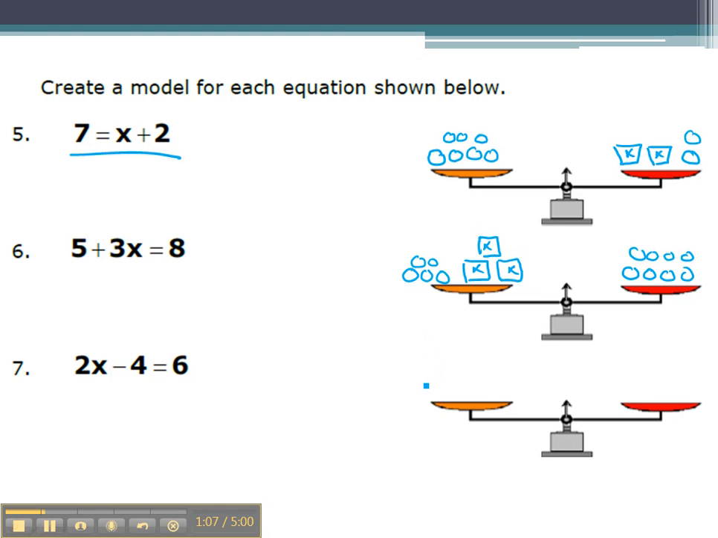Number 7, 2x minus 4 equals 6. So I have 2 x's. Now how do we show that we're subtracting 4? Well, we know that 2x minus 4 is the same as 2x plus negative 4. Keep, flip, change. So I can represent 4 negatives by making it clear that these chips are negative 1. Or I could make a key with 2 different symbols to represent positive 1 and negative 1. We have positive 6 on the other side, so just 6 chips.